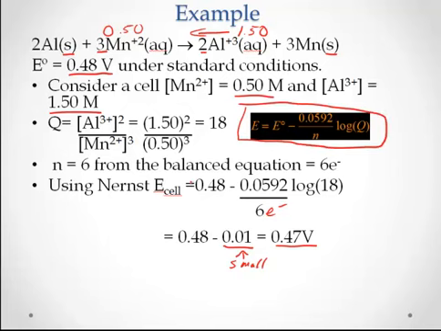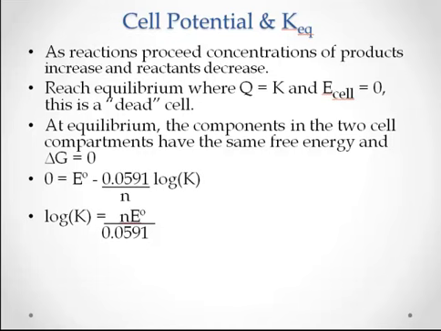Now let's imagine that we have a cell running and we're getting too close to an equilibrium situation. We can involve the equilibrium constant, and that's what this is. So if you could imagine the cell running and running and running, and then we get to the point where we've reached equilibrium.